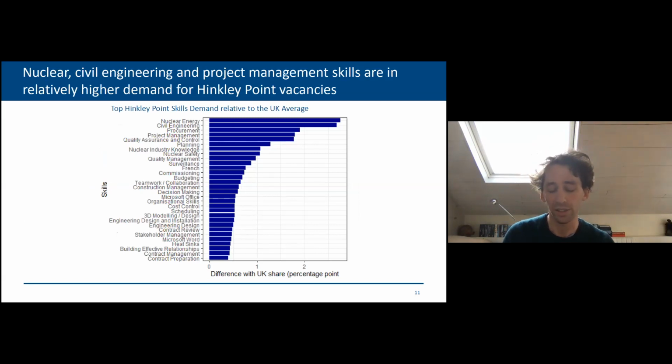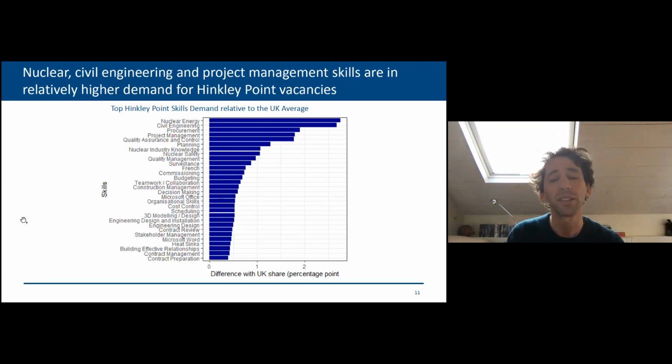So what we show here is not so much the top skills that are required. What we look at here are the most different skills that these jobs require compared to average UK vacancies. Because the most frequent skills are usually very common, but that way we really focus on the skills that differentiate these vacancies from others. So unsurprisingly, the most different skills here are linked to nuclear energy, they're linked to engineering and procurement, and it makes sense that a lot of the vacancies we find here have these skills.